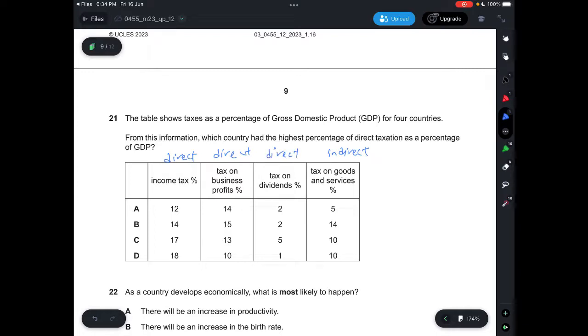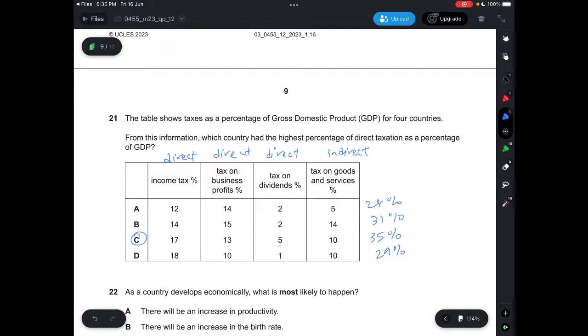So you see that if we were to calculate A, that would be 12 plus 14 plus 2, which means that it is 28%. And then for B, this would be 14 plus 15 plus 2, so that would be 31%. C would be 17 plus 13 plus 5, which would give us 35%. And then for D, that would be 29%. So the country that has the highest percentage of direct taxation would be C. Alright, so answer is C.